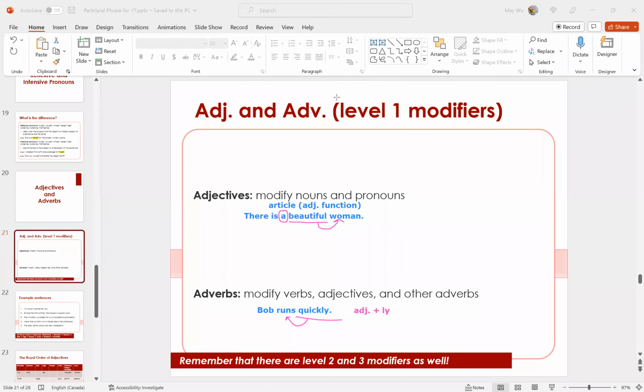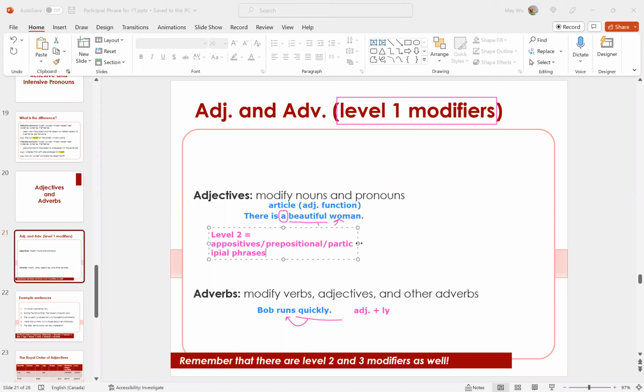So in the heading, you can see that I label level 1 modifiers. So what does that mean? By level 1, I simply mean that these words are a single word. So what would be a level 2 modifier? It would be the phrases that we talked about in the previous lessons. So for example, appositive, prepositional phrase, and participle phrase, they would be level 2 modifiers.